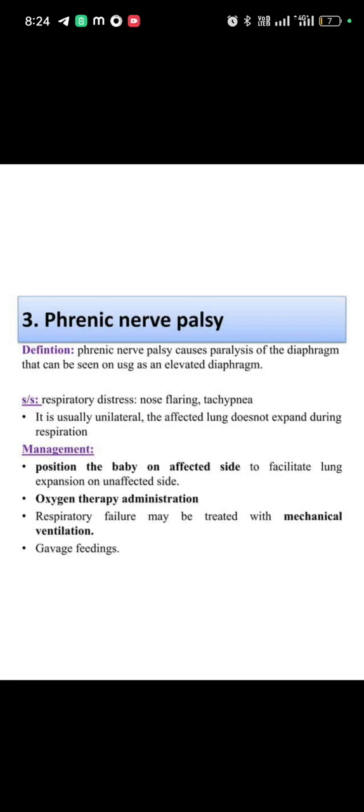Management: position the baby on the affected side to facilitate lung expansion on the unaffected side, and oxygen therapy, and if respiratory failure, we can give mechanical ventilation and gavage feeding.